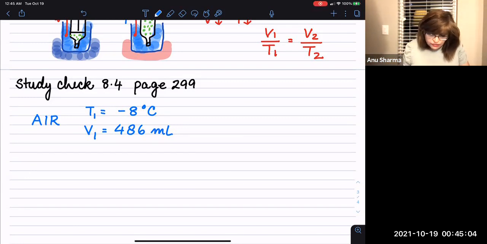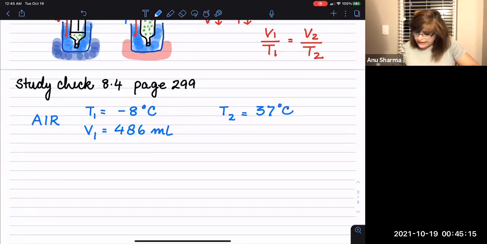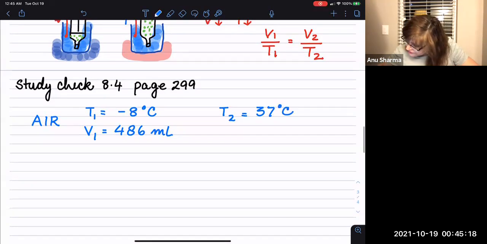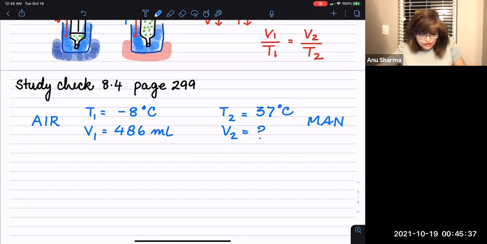So here, a mountain climber has a body temperature of 37 degrees Celsius. Okay, inhales 486 milliliters of air, and that's the man. Of air, and the temperature of the air is negative 8 degrees Celsius. What volume in milliliters? So find the volume in milliliters. What volume in milliliters will the air occupy in the lungs if the pressure and the amount of gas do not change? So here we see that the temperature 1 is negative 8 degrees Celsius.